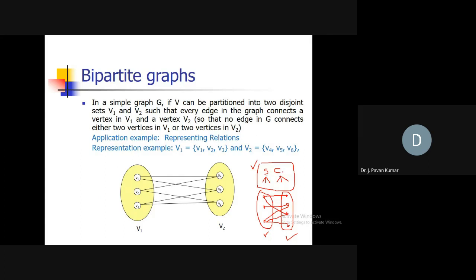Consider the previous example, student courses information. Student has enrolled in so and so course. If every student has enrolled in every course, then it will become a complete bipartite graph. Now I will ask one question: can we consider every complete bipartite graph as a bipartite graph? Yes. Vice versa, is every bipartite graph a complete bipartite graph? No, that is not true.